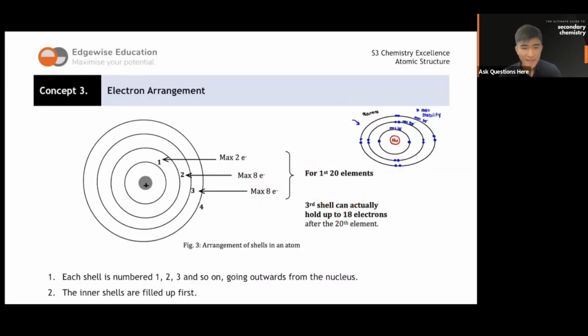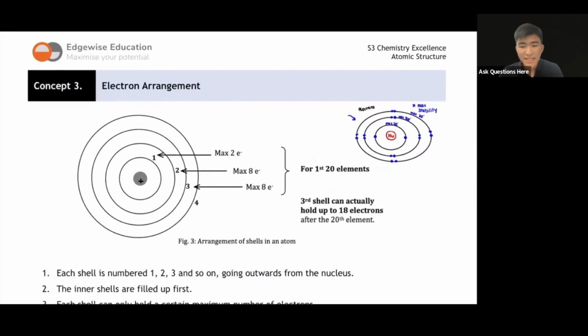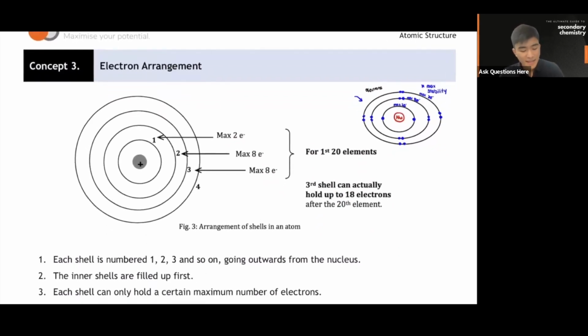All right, now some of the technical detail I'm going to go through with you. In the shell, the first criterion is the shell is numbered 1, 2, 3, 4 as follows. So level 1, level 2, level 3, level 4. So your car park has different stories. And it goes outwards from the nucleus. So the nucleus is always in the center, and it just goes outwards.